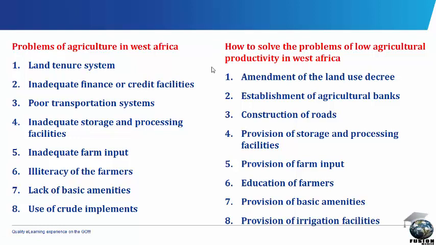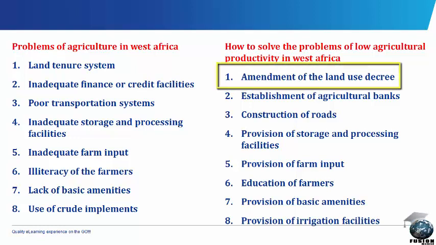How to solve the problem of low agricultural productivity in West Africa. Amendment of the Land Use Decree. Establishment of agricultural banks. Construction of roads. Provision of storage and processing facilities. Provision of farm inputs. Education of farmers. Provision of basic amenities. Provision of irrigation facilities.